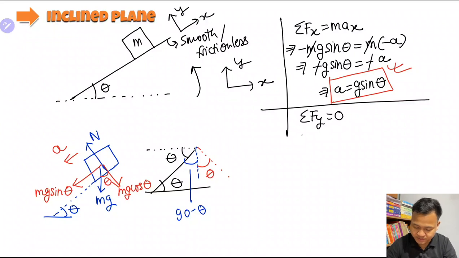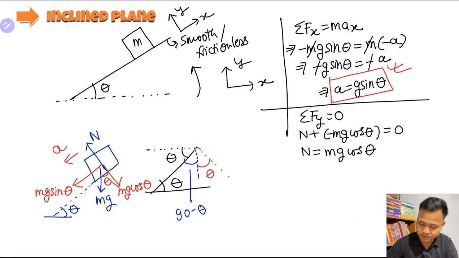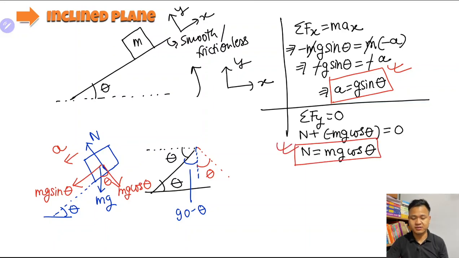Net force should be: I have normal, plus I have minus mz cos theta. So this should be equals to 0. Mz cos theta is along negative y. Okay, so here n becomes mz cos theta. The normal force. Okay, remember, the normal force will be mz cos theta.